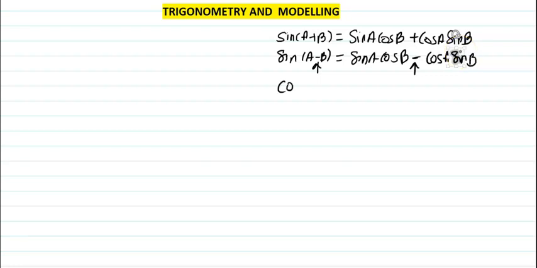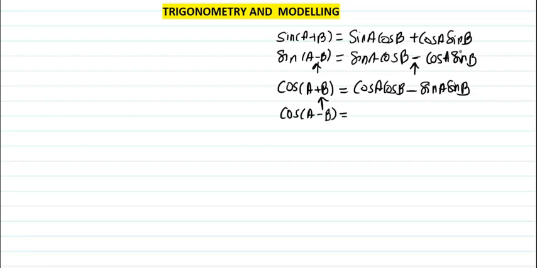Similarly, for cos A plus B, it is a little different. Cos comes first, so it should be cos A cos B. If there is a plus sign, then it should be minus here, minus sine A sine B. And cos A minus B should be cos A cos B plus sine A sine B, right?